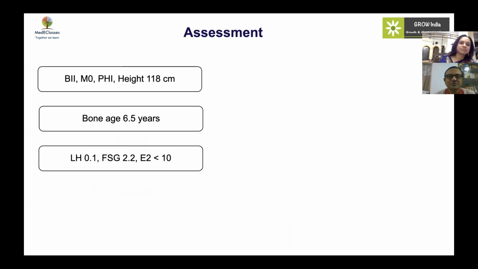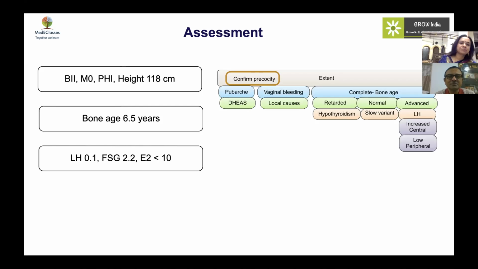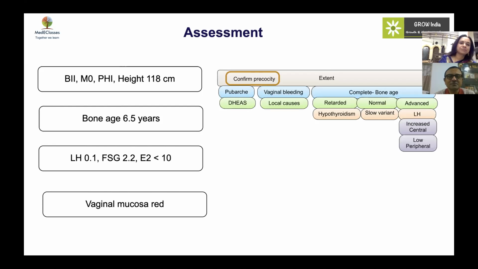But one important thing that you have to think of in an obese girl presenting with breast development is: is it really breast development or is it a lipomastia? So all we did was we approximated our thumb and finger at the areola level and we tried to see if there was a resistance. She had a red vaginal mucosa. There was only fat. It was not really breast tissue. So this was not really a precocious puberty. It was an unnecessary false alarm.